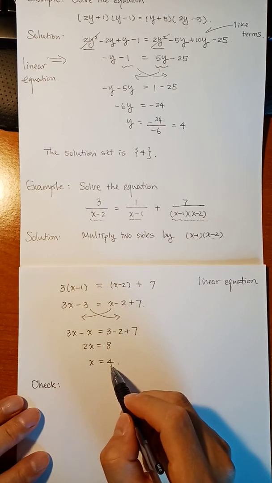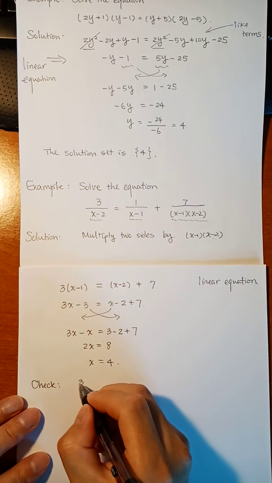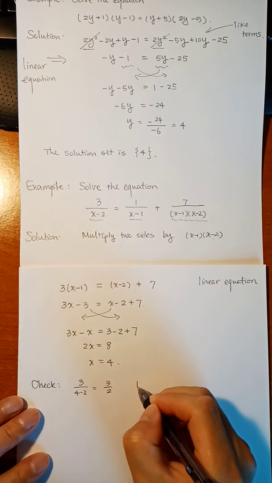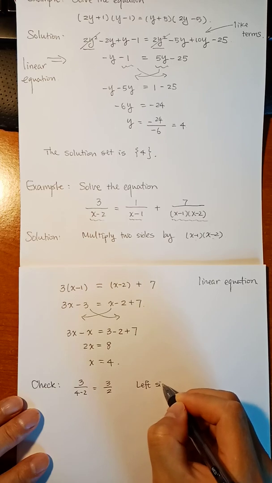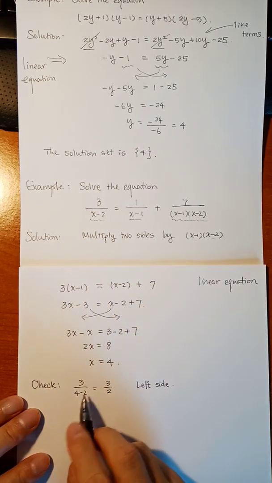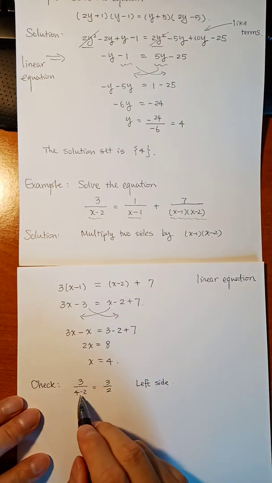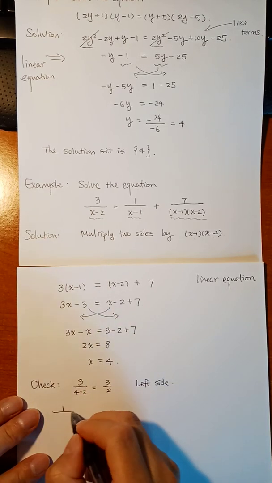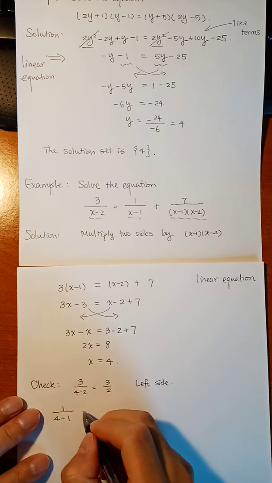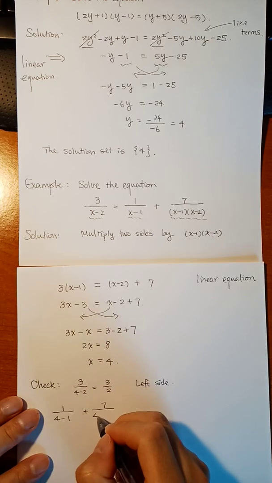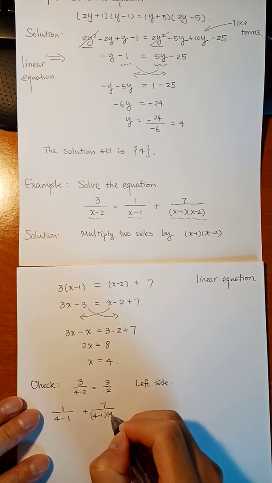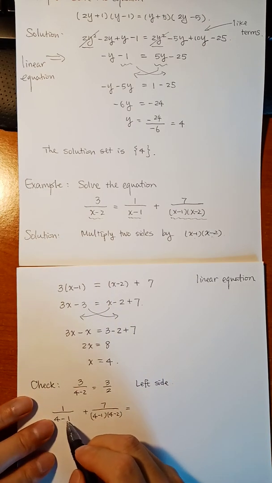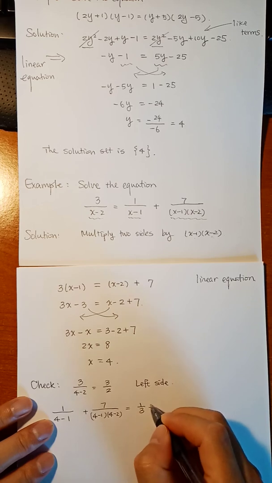When x is equal to 4, the left side becomes 3 over 4 minus 2, which is 3 over 2. This is the left side. The right side, you will get 1 over 4 minus 1 plus 7 over (4 minus 1) times (4 minus 2). Well, let's check. 1 over 4 minus 1 is 1 over 3.